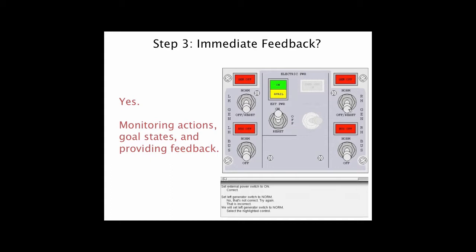And the third step is, do we need immediate feedback? Well, the answer to that is also yes. We need to be able to monitor our actions.